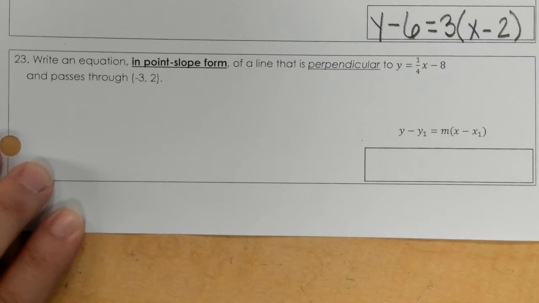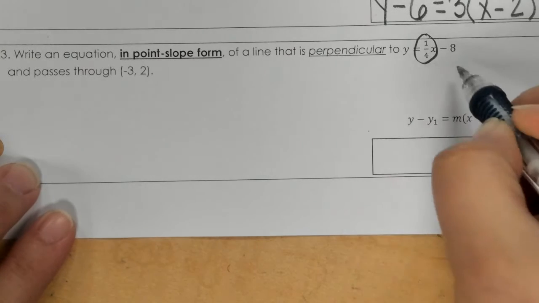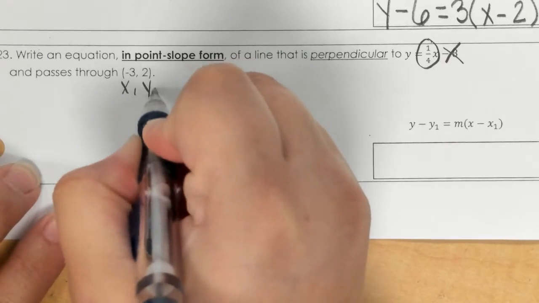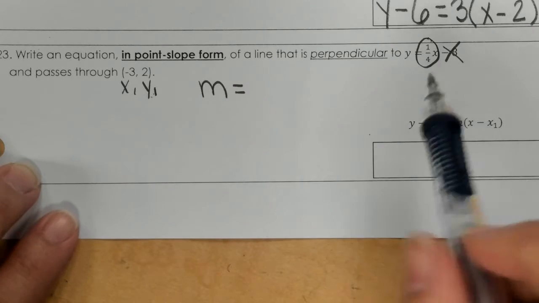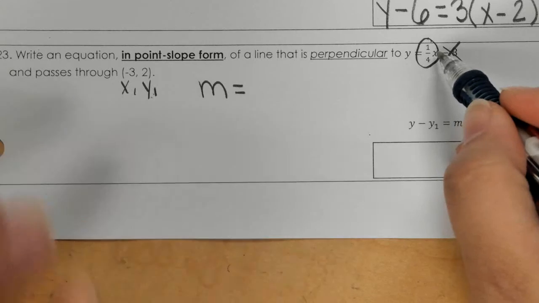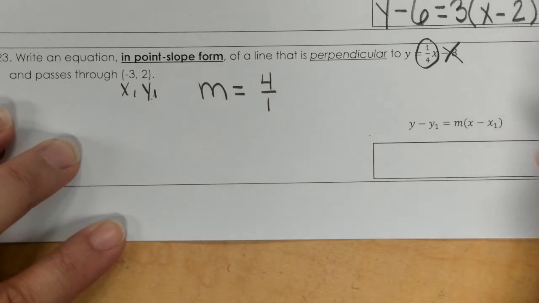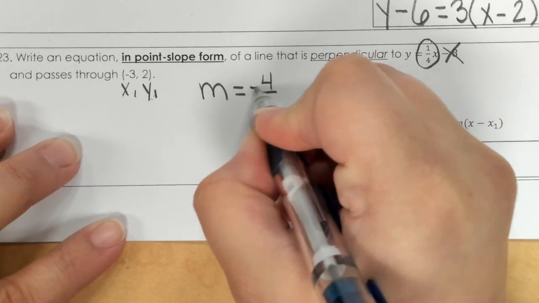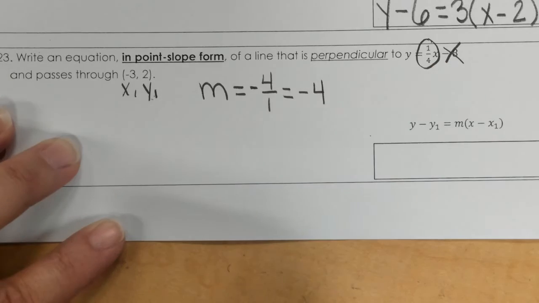But then in 23, we have perpendicular. So again, I find my slope, which is 1/4. I don't need the -8, and I can label my point x1 and y1. But if I'm talking about perpendicular, I have to change my slope. So I have to do the reciprocal, which means flip the fraction. So it becomes 4 over 1. If the fraction is positive 1/4, this is going to be the negative. And then I reduce if I can. So -4 divided by 1 is -4.